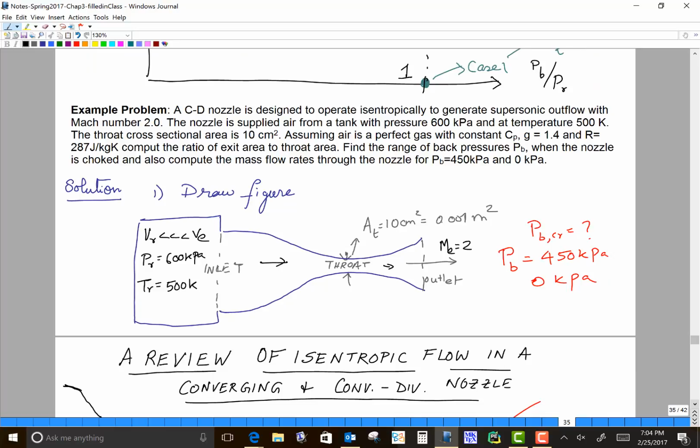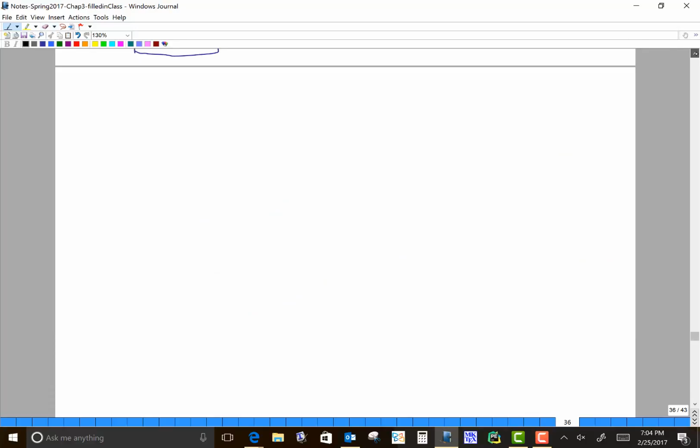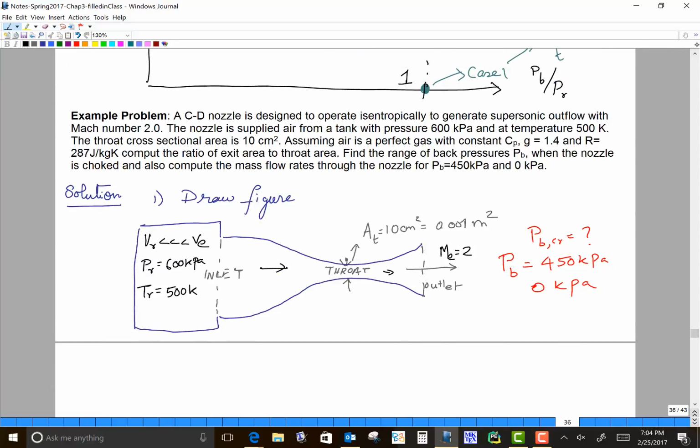I think this is one of the example problems from the text. So let me create a new page space to solve this problem. Okay, so the problem statement is the following: you have a converging diverging nozzle that is designed to operate isentropically to generate a supersonic outflow with Mach number 2.0.